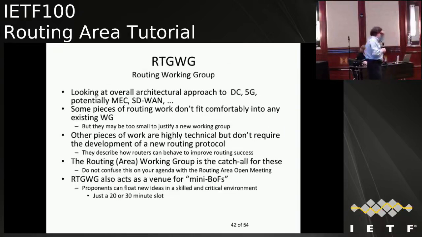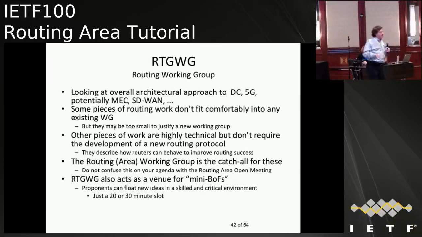I guess this was the only place we could put RTGWG. This is an area-wide working group. It serves to take work that doesn't fit anywhere else. So it's actually a long-lived working group, but what it happens to be working on at any given time changes, because it's got, what do we need to spend some attention on? We don't want to spin up a whole working group for it. So that describes how routers can improve routing success, to catch-all.